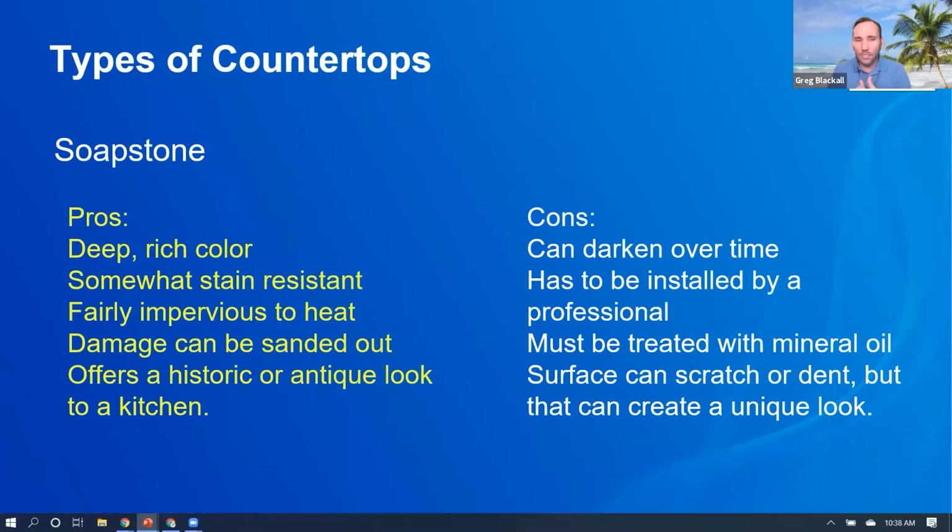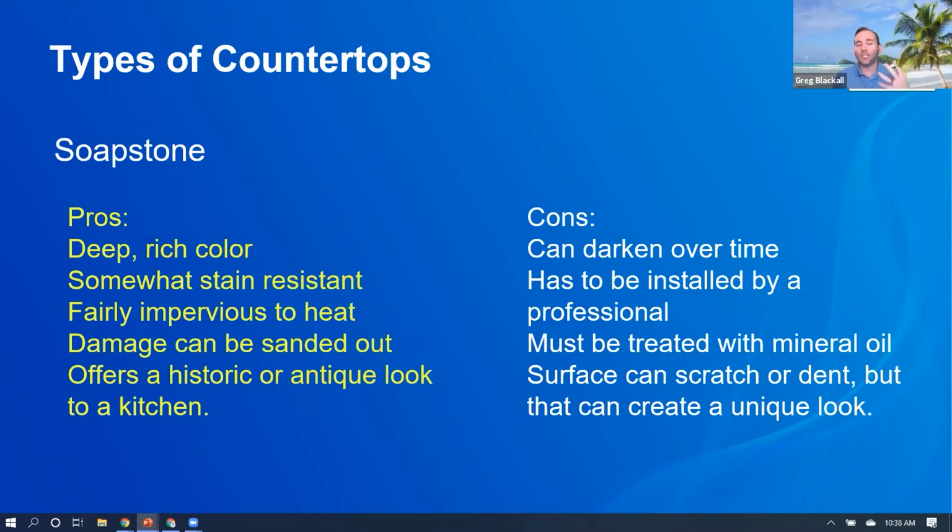The next one is soapstone. Now, this is one we don't see a ton, but they have it in certain parts of the country that you'll see it more. We don't see it a lot in Florida, but it's a really cool type of countertop. So it has a deep, rich color. It is somewhat stain resistant. It's fairly impervious to heat. Any damage can be sanded out.